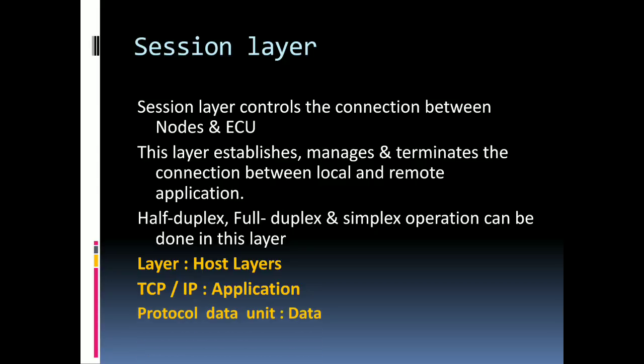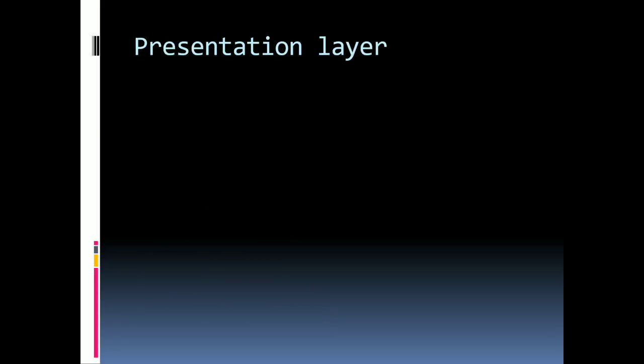And the protocol data unit is data. It's pure data, not raw data. In the physical layer, you mentioned the raw data, that is the bit. Here the data has been processed and it is complete data which is delivered to the end user.